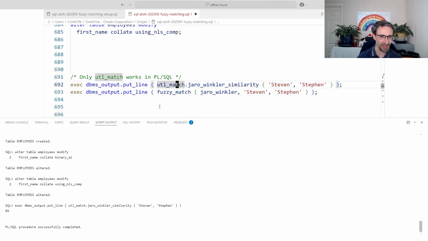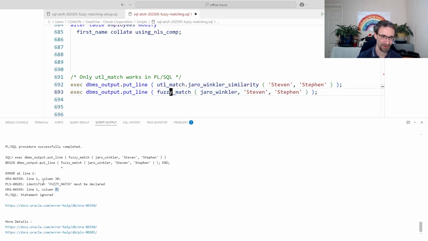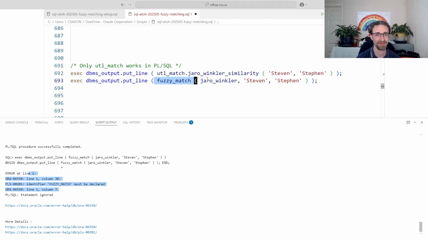There is one little thing to be aware of, and this will be a bit more significant in a minute. We'll come back to this. UTL match works in PL/SQL. Unsurprisingly, it is a PL/SQL package, whereas fuzzy match does not work in PL/SQL, at least certainly not at the moment. Okay, you can only use fuzzy match in SQL statements. So if you've got some existing PL/SQL code, and you upgrade to 23 AI, that uses UTL match, to use fuzzy match you would have to turn that into an actual SQL select statement. So just something to be aware of there.